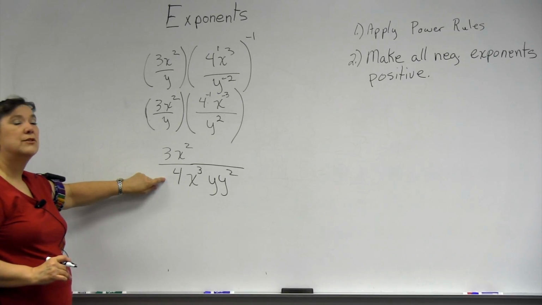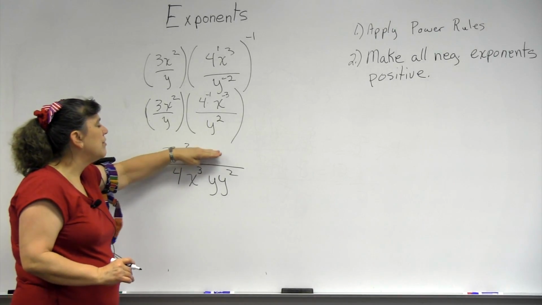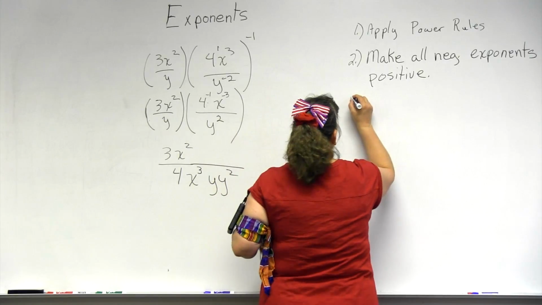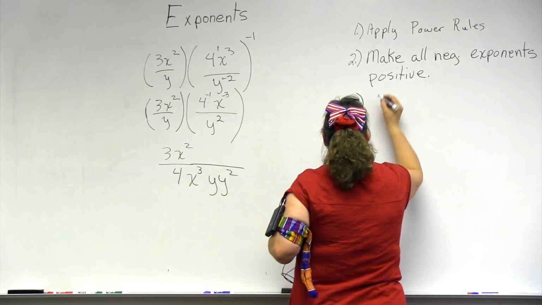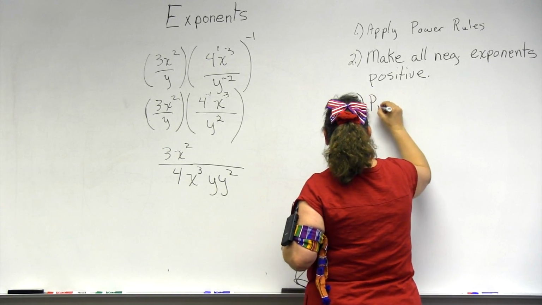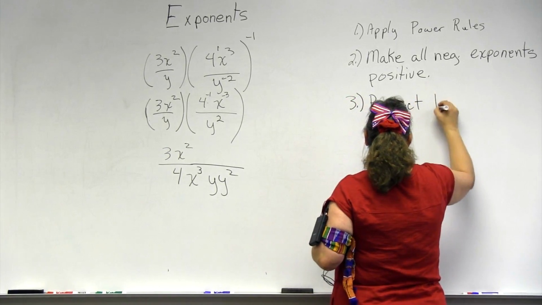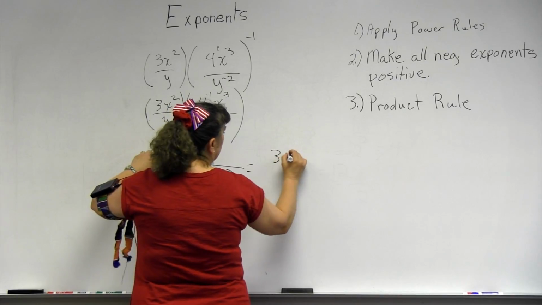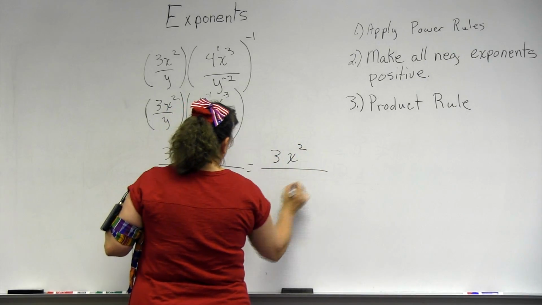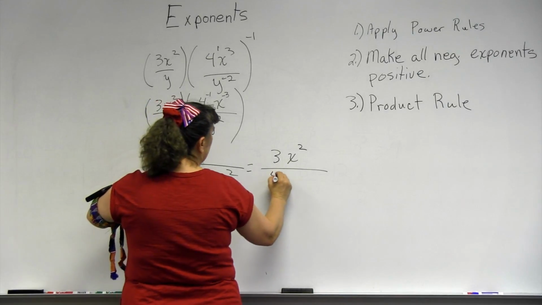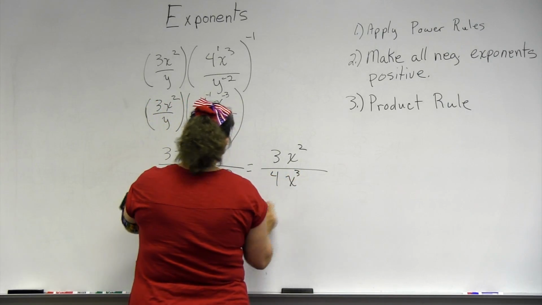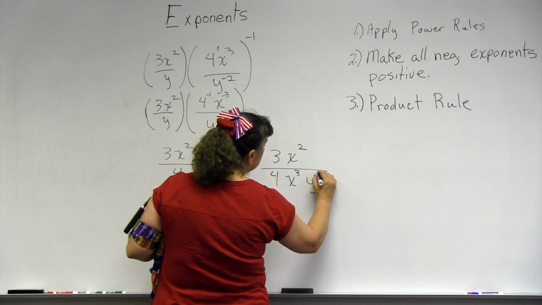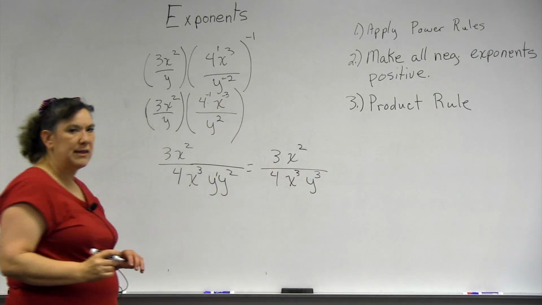Now, my next step is to look at combining, and if there's more than one same base in the numerator or same base in the denominator, I'm going to make those become one part. So this is going to be the application of the product rule. In the numerator, there's no product rule to be applied because we only have 3x squared. None of that is the same base. On the bottom, though, we have 4, we have x cubed, and we have y to the first times y to the second, which means y to the 1 plus 2, which is 3. So we applied that product rule.